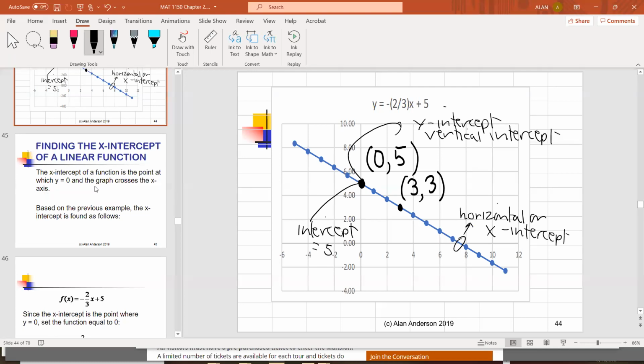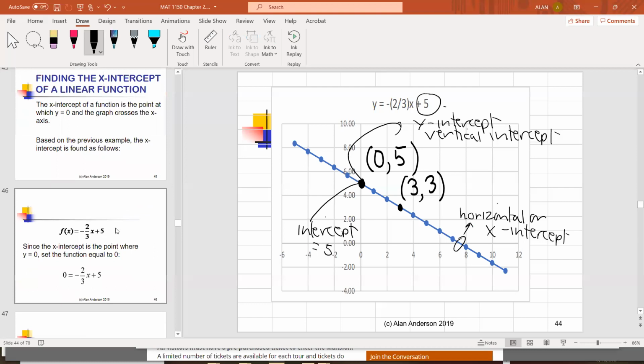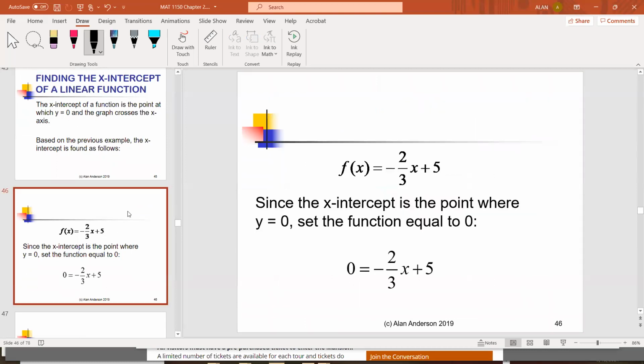So that's the easy one. What about the horizontal? What if I do need to know what's the value of x when y equals 0? Well, it's not that difficult algebraically to do this. So what I'm going to do basically is start with my original function, and then, because remember, this represents y, I'm going to set this equal to 0 and now solve for x.